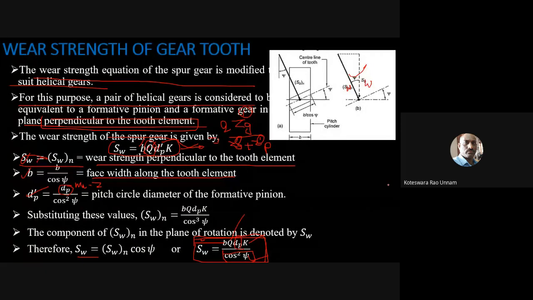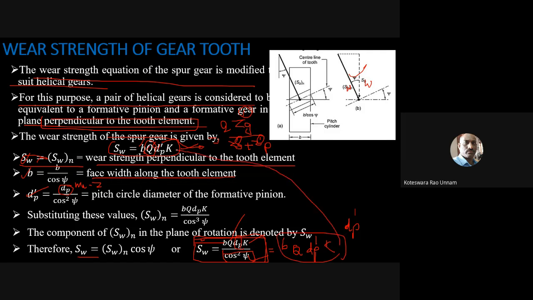Or else, if you want to replace this dP by dP dash, some books have given it like that also. dP can be replaced by dP dash. So in that case, this dP by cos square psi can simply be replaced as dP dash. So what you are going to get is B into Q into dP dash into K. Simple, same as the previous formula.